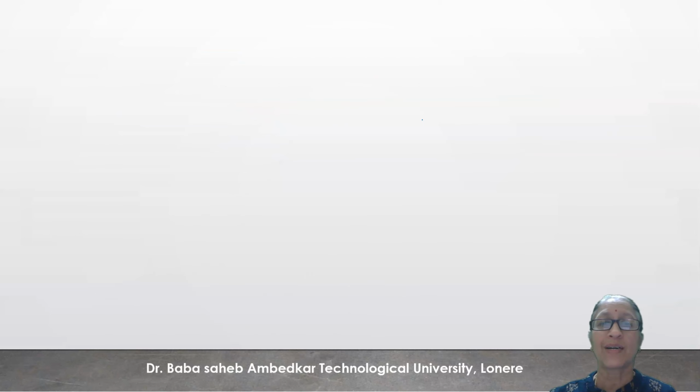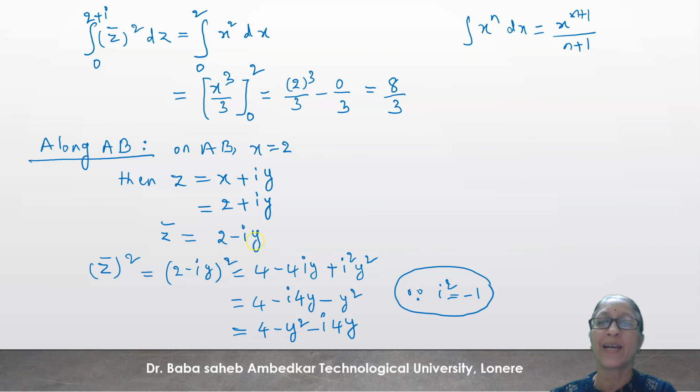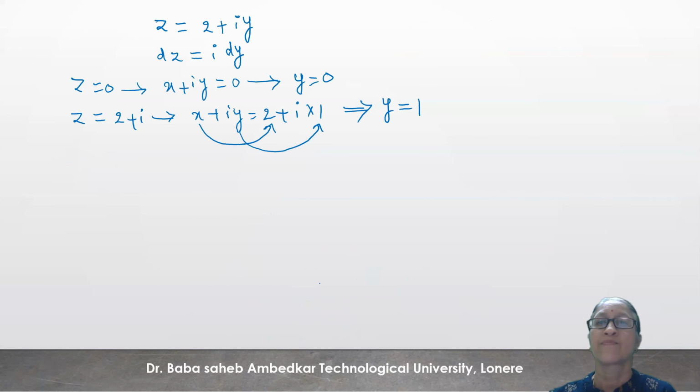Here we have converted this integrand in terms of y. We are taking in terms of y, because value of x is fixed on AB. So by replacing x by 2, we converted z into 2 plus iy. That's why here we have considered dz equal to i dy. Here we have differentiated z equal to 2 plus iy, then we got dz equal to i dy. Then here we have considered limits for y. By using limits of z, here we have evaluated limits of y.